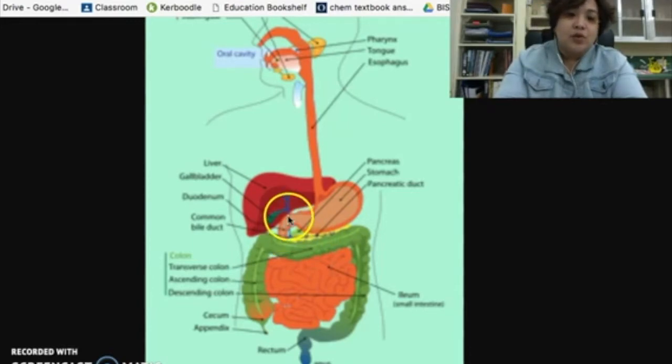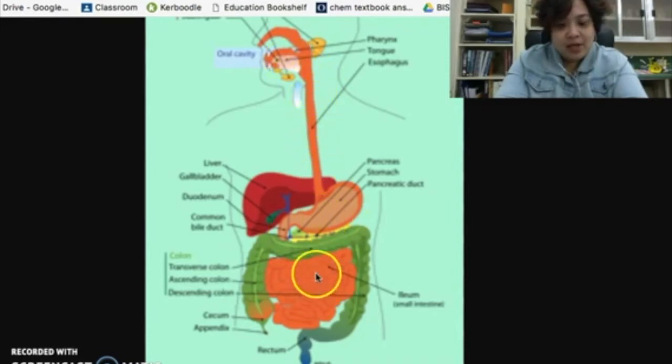Alright, so food proceeds to your small intestine here, and this small intestine is the longest part of your digestive tract. The structure is so because you need a longer surface area to absorb all the nutrients in your food. So after that, the digested food goes on.